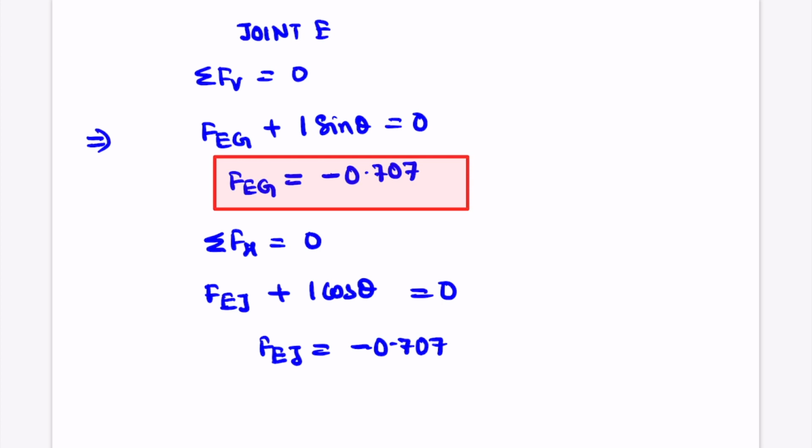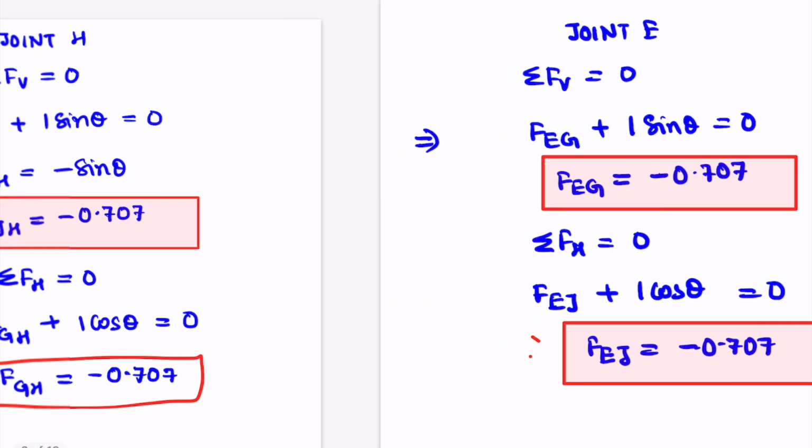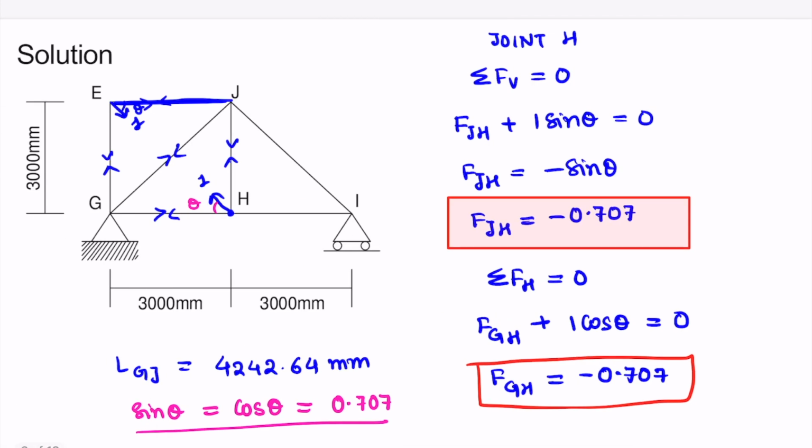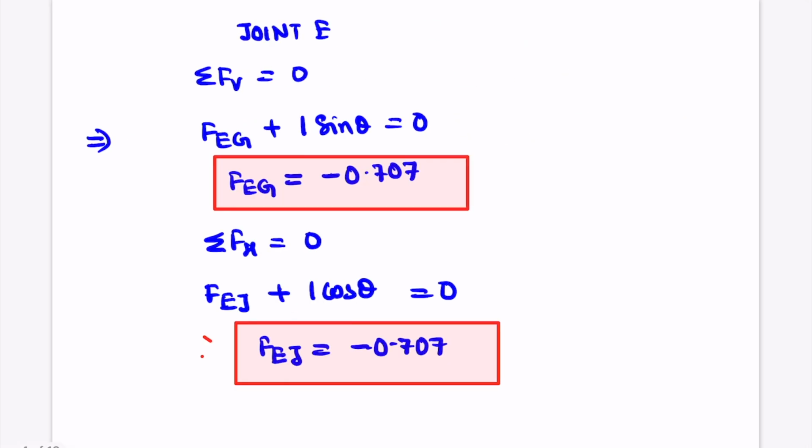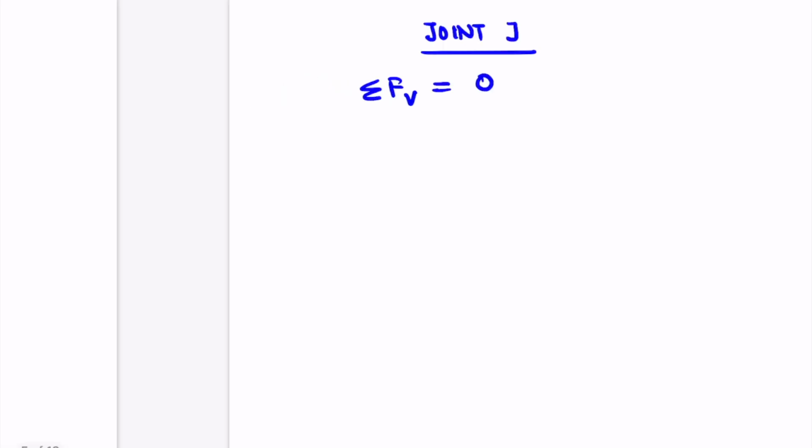Now the only member that is remaining is FGJ. Consider joint J now. So we are seeing joint J. Summation of force in, let's say, vertical direction to be 0.